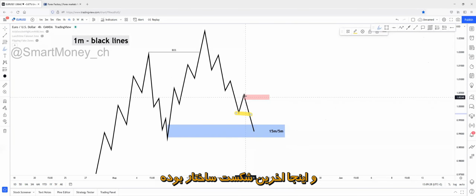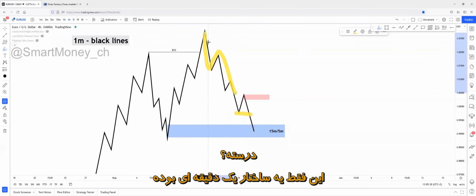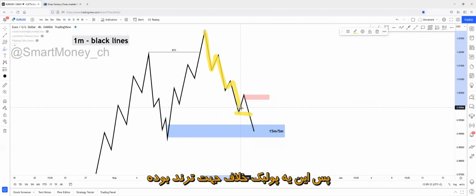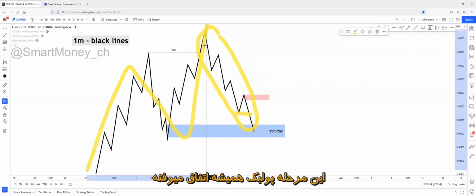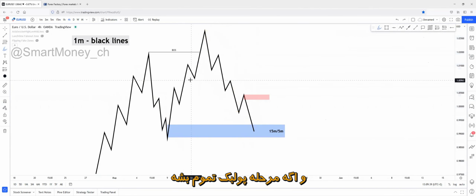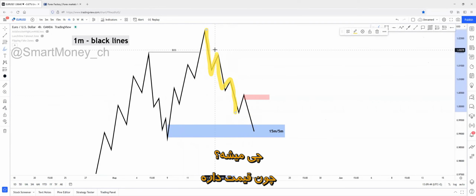That was the last recent breakout structure on the 1-minute structure, right? So this is the 1-minute structure. This is the 1-minute counter trend pullback structure. This is just the pullback phase of the whole bullish movement. These pullback phases happen all the time. And the pullback phase will end, because price is following the main trend.